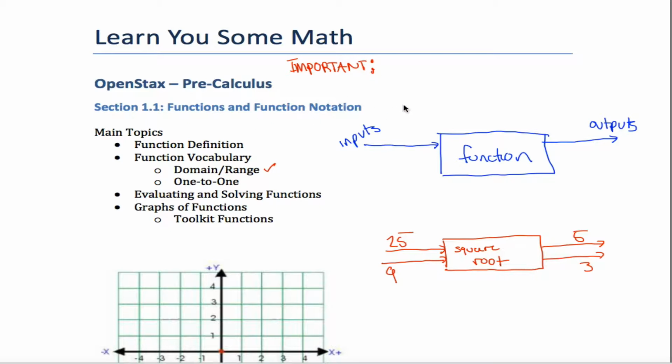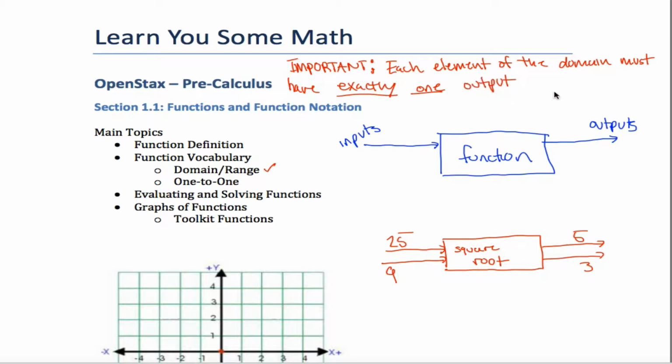The most important criteria for a function to satisfy is each element of the domain must have exactly one output. All I'm saying is that this function has to be consistent. Not necessarily this function, anything. In order to be a function, the one criteria that it must satisfy, that your machine must do, is that if you put an 8 in today, and maybe 7 comes out, and you put in 8 tomorrow, you better not have 9 come out. It better be consistent. For any given input, 8 in that example, there must be exactly one output.